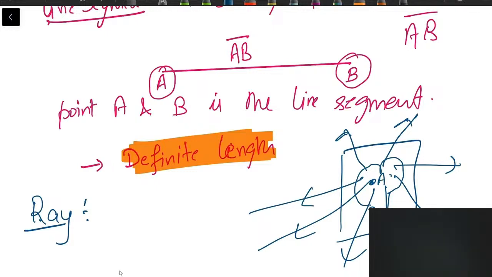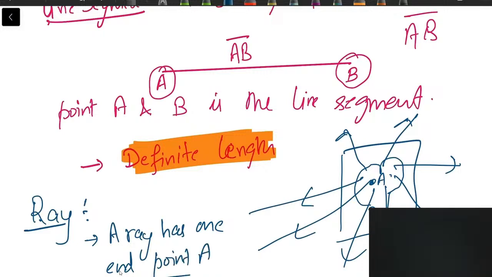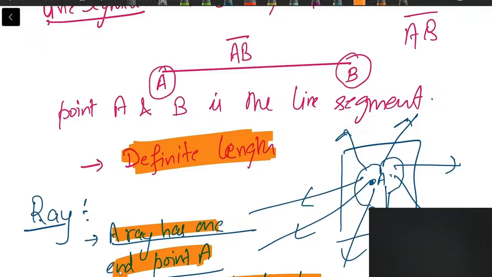The point is that a ray has no definite length. A ray has one endpoint, which we'll say is A. So a ray has one endpoint and no definite length. That is known as a ray.